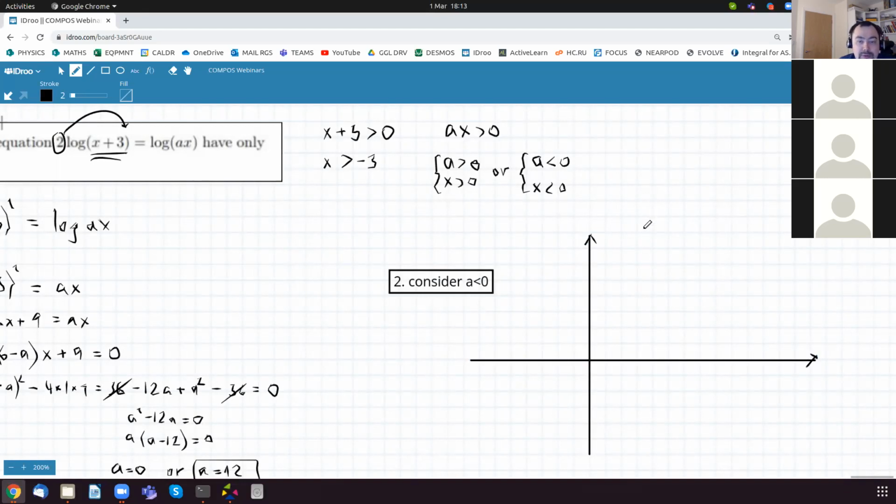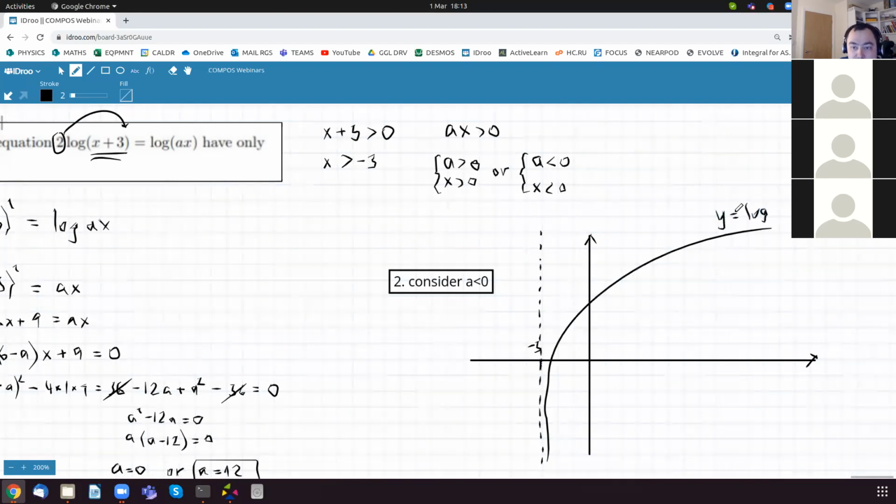Well, 2 log(x + 3) has a domain from -3. So it's the logarithmic function shifted to the left by 3 and stretched out. We're not really interested in the y-intercept or x-intercept. We know that the graph looks like this. This is y equals 2 log(x + 3).